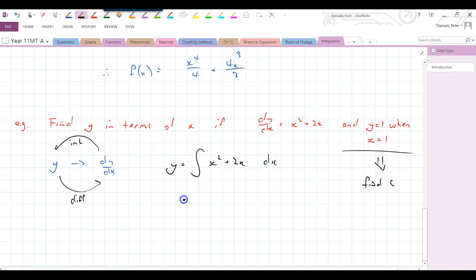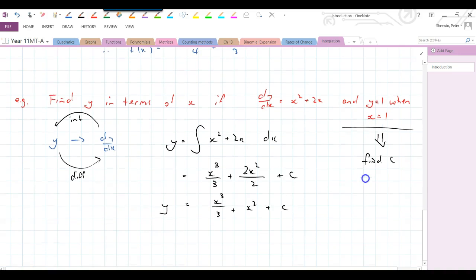Okay, so let's just integrate firstly. X squared goes to x cubed over 3. 2x goes to 2x squared over 2. Notice that we just take that, add 1 to the power, divide by the new power. I'm going to put a plus c in there. I'm going to sort this out a little bit first. The 2's cancel here, so that just becomes x squared. Now y is equal to all that stuff, but I can find c by putting this information in here.